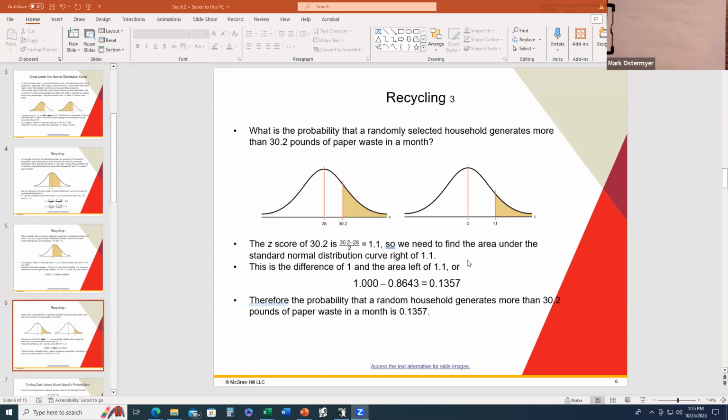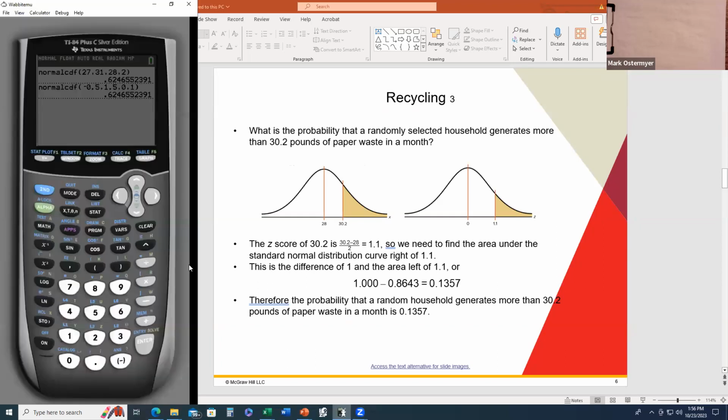All right. Now, here's a question. What is the probability that we randomly select a household and it generates more than 30.2 pounds of paper waste in a month? Well, that's going to be the area shaded to the left here that's above 30.2 pounds for our normal distribution, or equivalently, if you were to standardize 30.2, it would give you a z-score of 1.1. That would be equal to the area underneath the standard normal distribution that's above z equals 1.1. All right, but again, we don't need to do the standardization. So let's bring up our calculator and just dial this up.